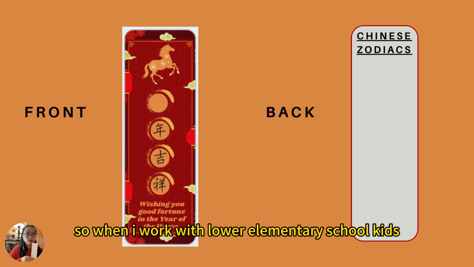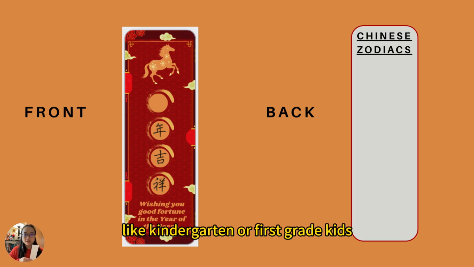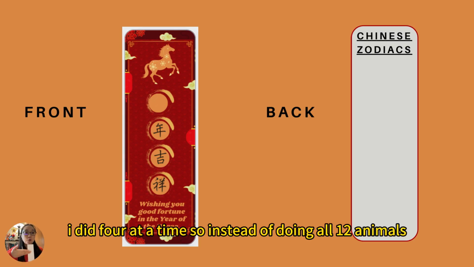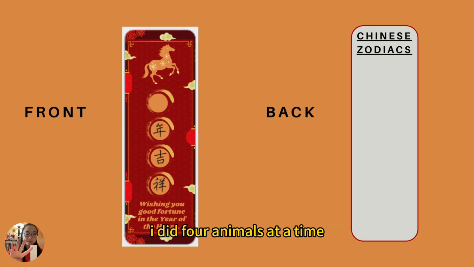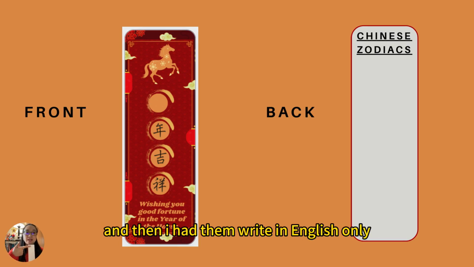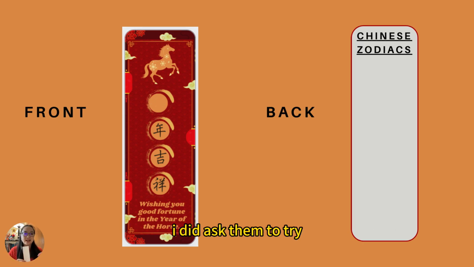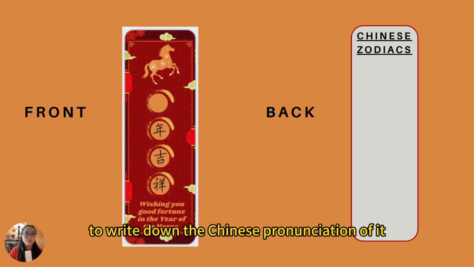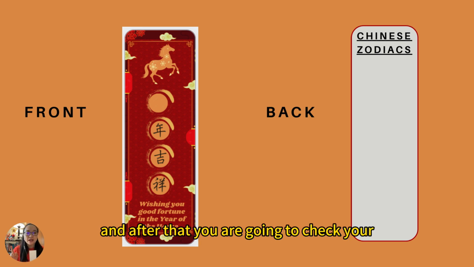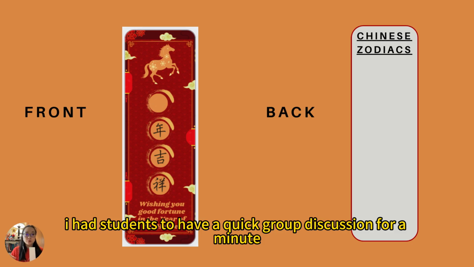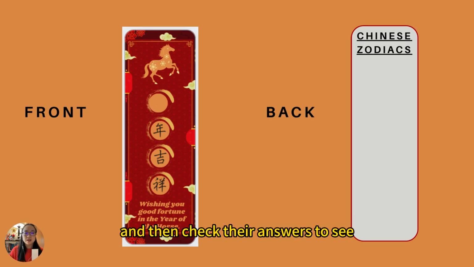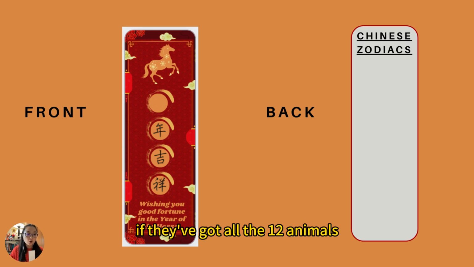When I work with lower elementary school kids, like kindergarten or first grade, I did 4 at a time. Instead of doing all 12 animals, I did 4 animals at a time, and I had them write in English only. But when I worked with 4th graders and 5th graders, I asked them to try to write down the Chinese pronunciation of it as well. After that, I had students have a quick group discussion for a minute and then check their answers to see if they've got all the 12 animals.